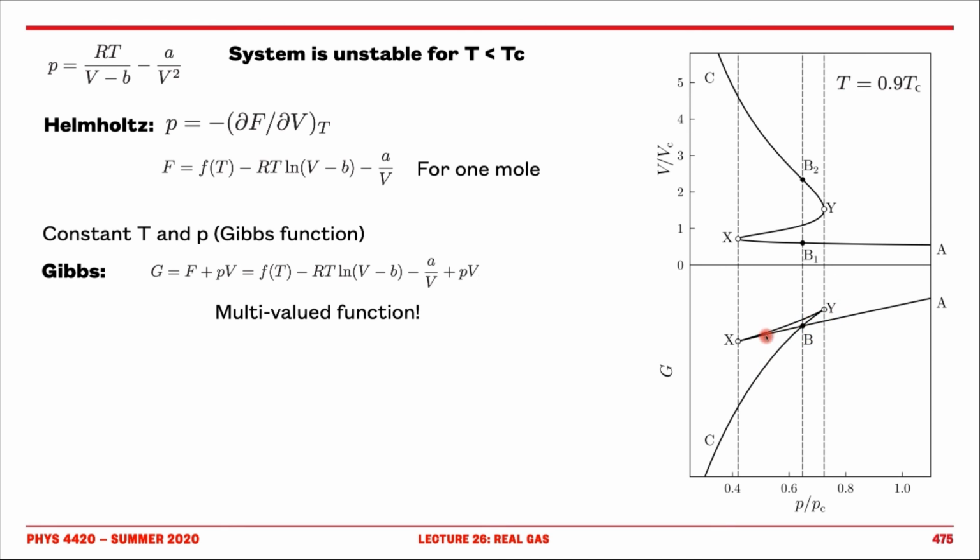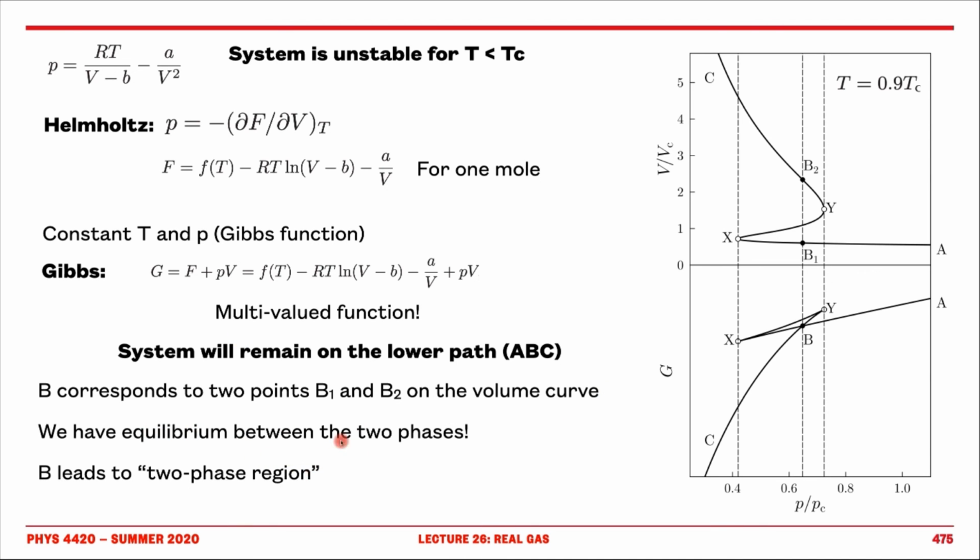Now, what about the other points? Well, it turns out that these points here, so we remain on ABC. So I already explained all this here. This point here corresponds to two solutions that correspond to the same Gibbs function, so they coexist, one that's a liquid and one that's a gas, okay? Now, even though this branch here has higher Gibbs function, and therefore is not the preferred path, this one would be the preferred path. This can actually be short-lived. This B to X could actually exist as a transient, if you will, for a given amount of time, and the same for here.